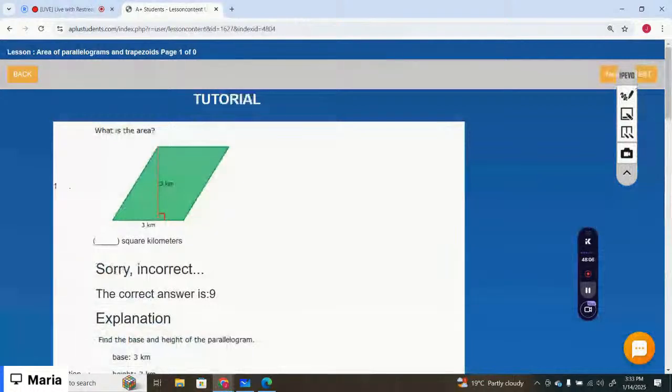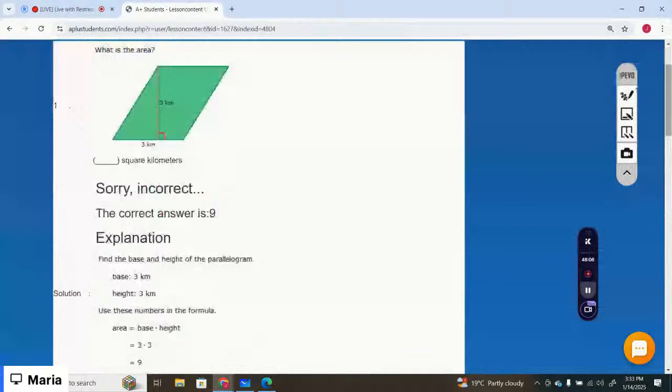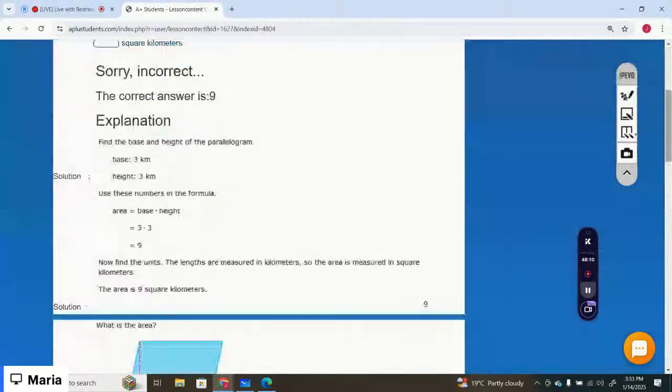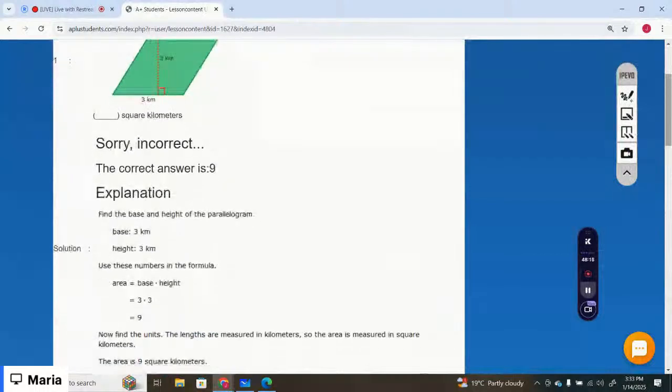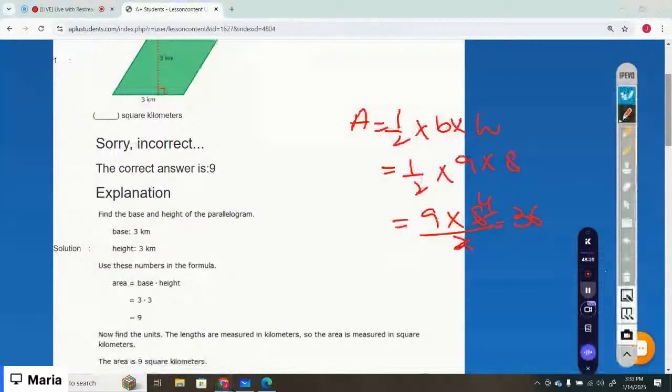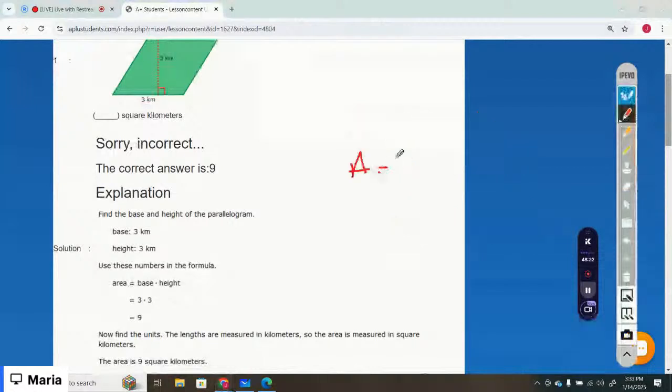What is the area? The formula we are going to use to calculate the area of a parallelogram is A equals base times height. That is simply A equals base times height. That is the base, that is 3, and that is the height, that is again 3. So 3 times 3 is 9. You need to keep these formulas in your mind.